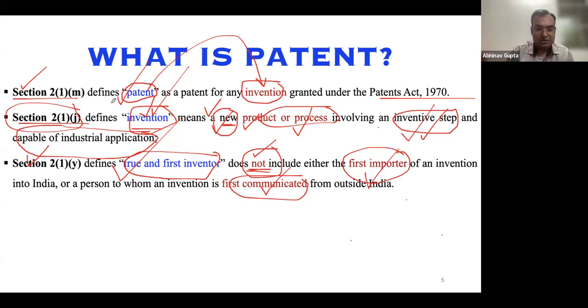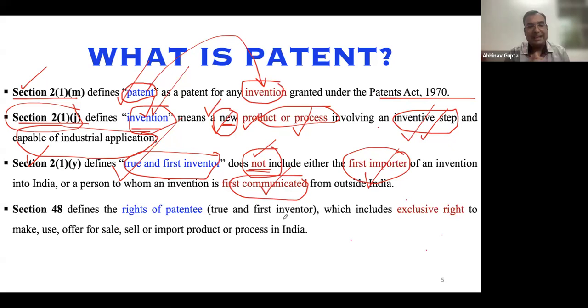I hope we are able to understand. So we have understood patent, invention, true and first inventor. Next, what are the rights of the patentee? Here, patentee is, simplistically, the true and first inventor, or the person who has invented.